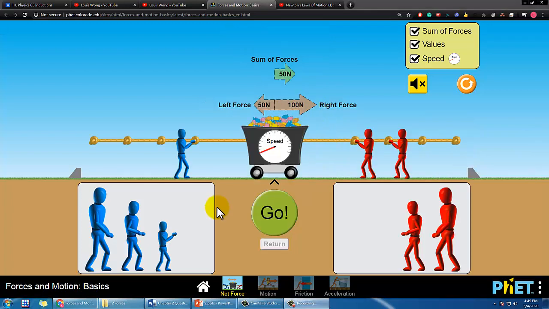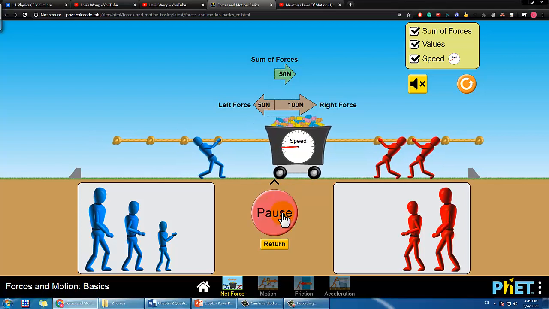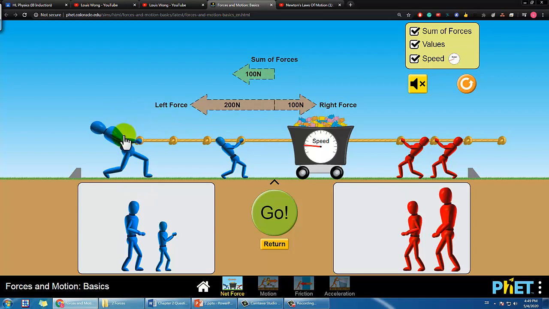Let me give you a new scenario. So I'll repeat what we have here: 50 Newton for the blue team and 100 Newton for the red team. I will start first. And apparently the red team picks up the speed going to the right. And now what I do is I add a big guy onto the blue team so that the force is much greater than the red team. So I'll give you some time, think about what would happen to the whole system. That means the car mainly.